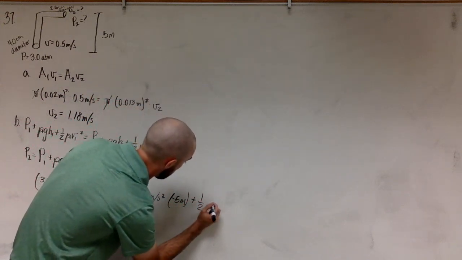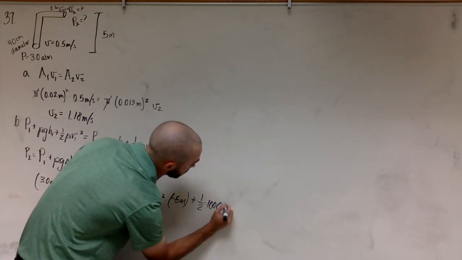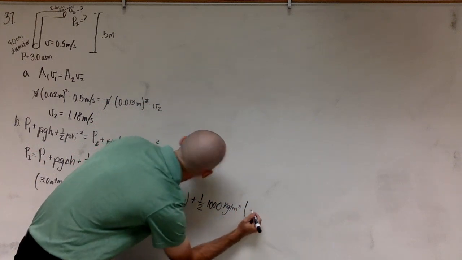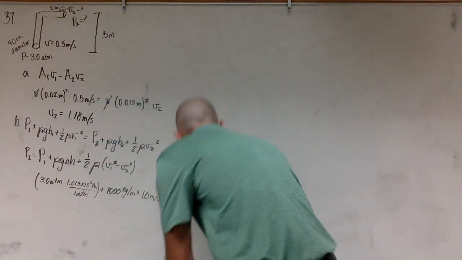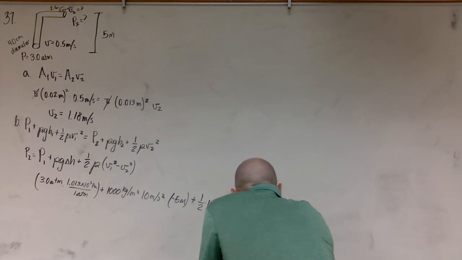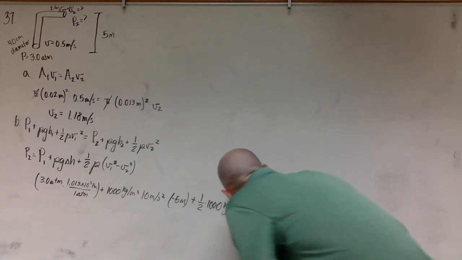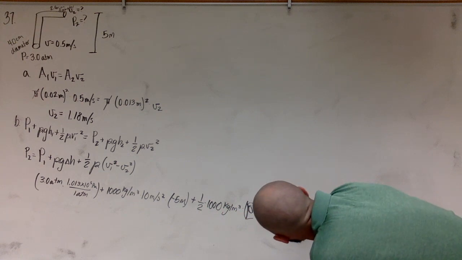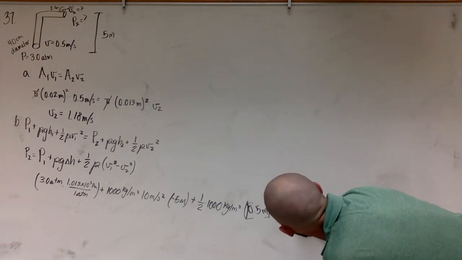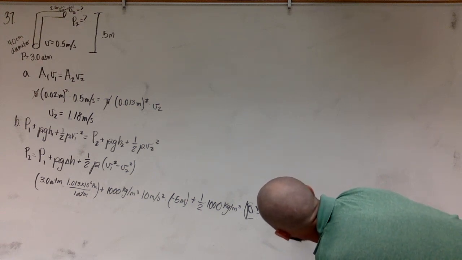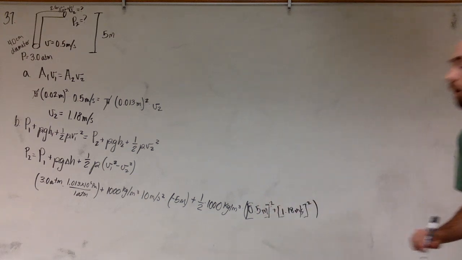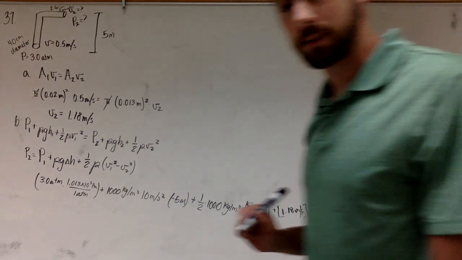Plus 1/2, 1,000 kilograms per cubic meter, times the square of, this is v1 minus v2, so 0.5 meters per second, that whole quantity squared. Whew, Bernoulli's equation is long. Plus 0. Change that, 1.18 meters per second, bracket, squared, parentheses. Whew, that's a lot. And I am writing sideways.